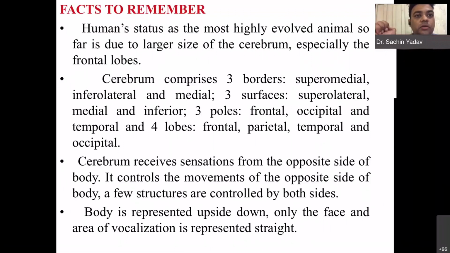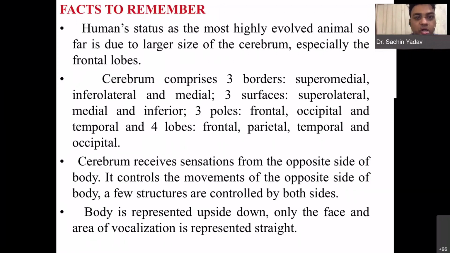The cerebrum comprises three borders: supromedial, infralateral, and medial. The surfaces are the supralateral, medial, and inferior. Poles I have told you: the frontal, occipital, and temporal poles, and the lobes. I have shown you all the divisions of the lobes, that is frontal, parietal, temporal, occipital, and the gyri of each lobe.